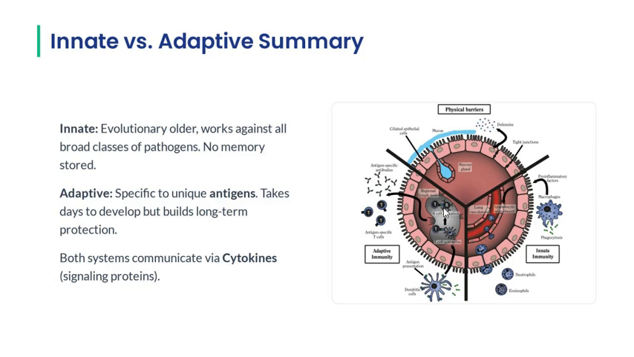We have a pretty good figure here if you want to pause and look at it. But our innate response is evolutionary, and it works against all broad classes of pathogens, and there's no memory stored for this one. But our adaptive ones are unique antigens, and it takes days to develop, but builds long-term protection, and that's where memory comes into play. And both systems communicate via cytokines, which are signaling proteins.